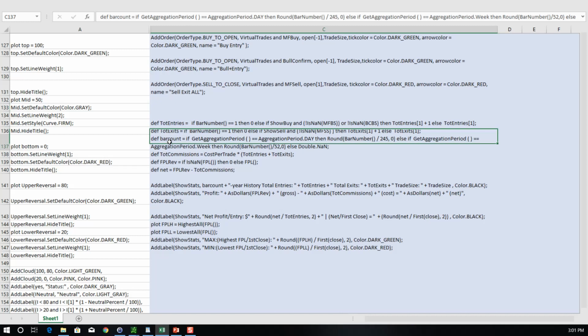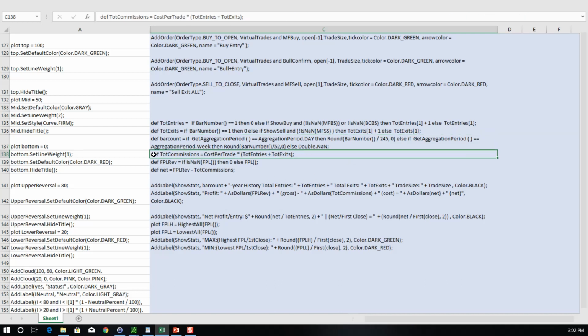This bar count is basically for displaying how many years we've been in, and it really is only set up for days or weeks, so it will tell you how many weeks. It's a reminder of how many years you're looking back. That's not really necessary because that's already shown by TOS charts, but you can have this calculation done for you here, where if it's a daily period, it's going to look at about 245 days per year on average. If it's a weekly chart, then it's going to look at 52 weeks per year.